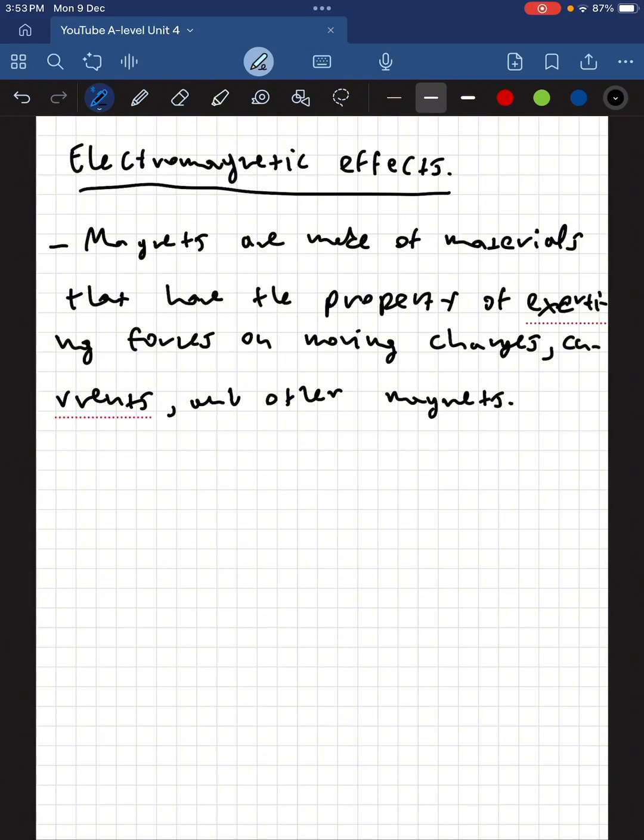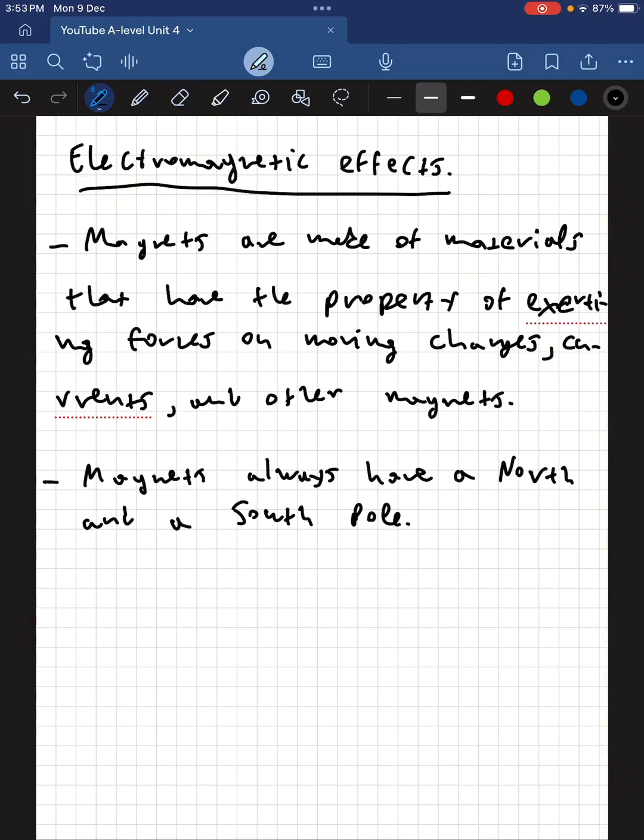So magnets always have a north and a south pole. This is almost everyday experience. I'm pretty sure that all of you have played with magnets at some point or another. So magnets always have a north and a south pole.